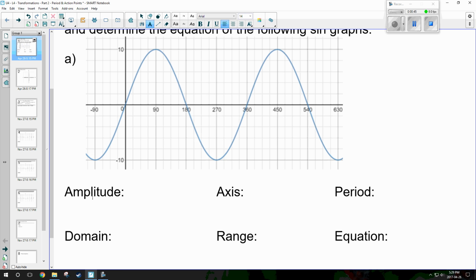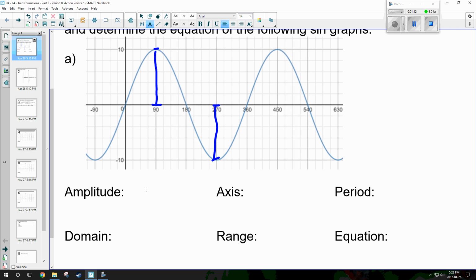The first piece is the amplitude. Remember, there's two different ways to determine the amplitude. The first way is by looking at our graph. Sometimes it's easy just to read it off the graph. For this one, we go from the axis of the curve all the way up to our maximum. Or, remember, we could go from the axis of the curve down to the minimum as well. And whatever that distance is, that would be our amplitude.